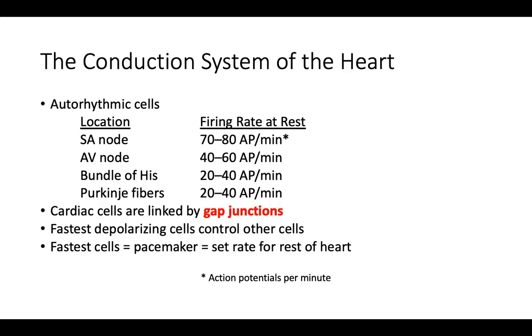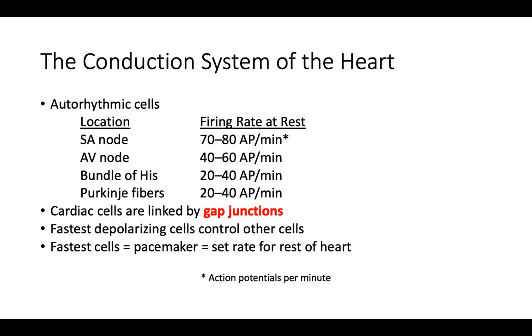The AV node is going to fire at about 40 to 60 action potentials per minute, the bundle of His at about 20 to 40 action potentials per minute, and the Purkinje fibers also at about 20 to 40 action potentials per minute. So as we can see, as we go down the chain here, the firing rate gets much slower. There are cells that can take over this ability to start the rhythm, but the SA node is the best at this because it has the fastest rate of doing so.